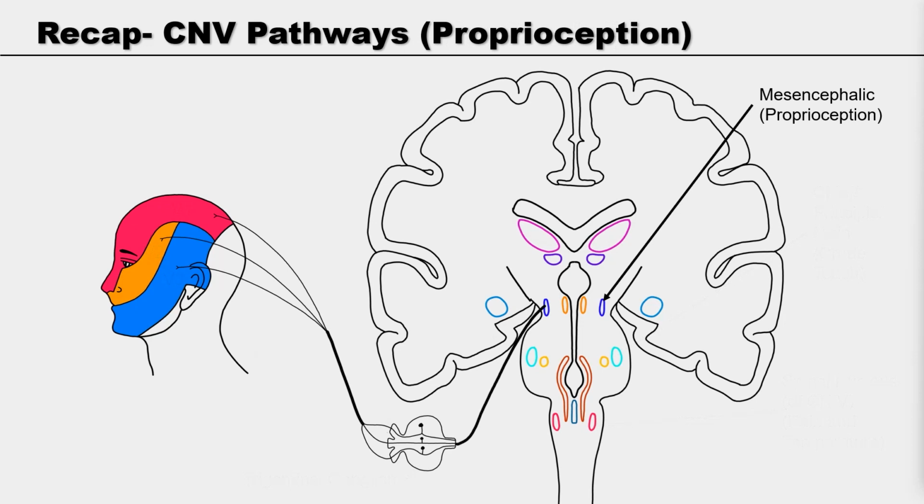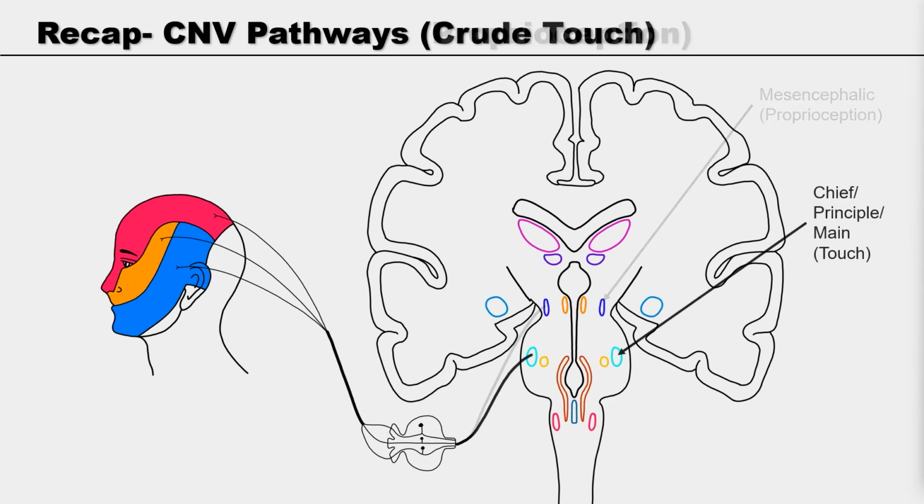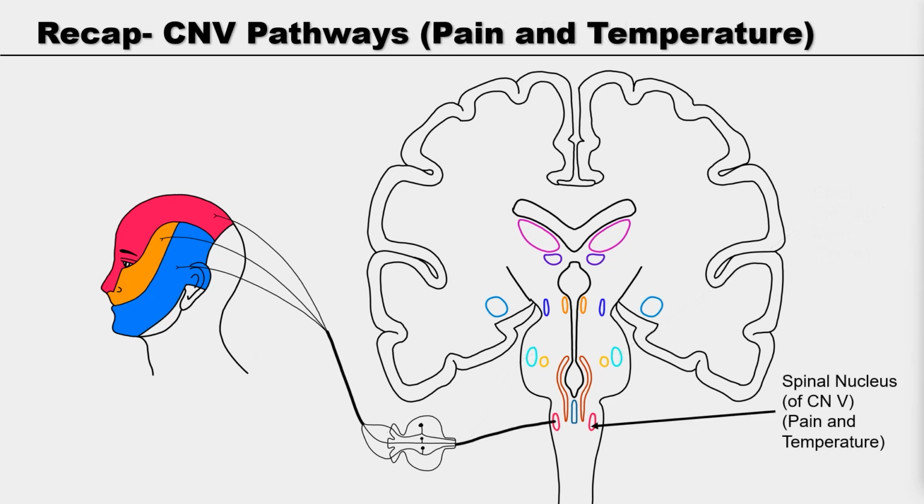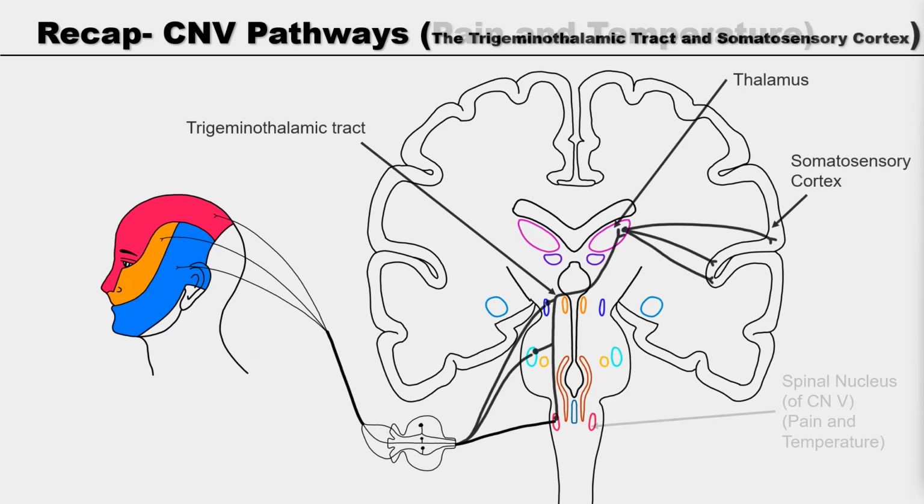In the event that the proprioceptors receive stimulus, these first order neurons project onto the mesencephalic nucleus. In the event that the touch receptors are stimulated, these first order neurons are projected onto the chief nucleus. In the event that the nociceptors, or pain and temperature neurons, are stimulated, the first order neurons are projected onto the spinal nucleus. All of these first order neurons are projected onto the ipsilateral nuclei.